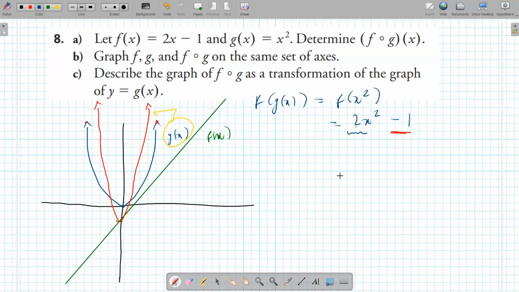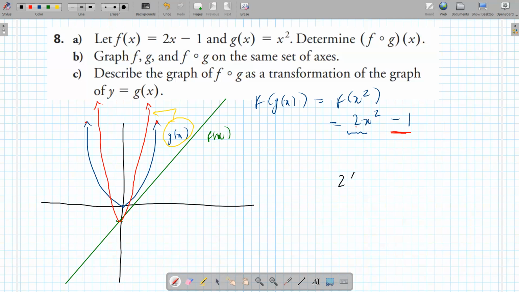BEDMAS, think about BEDMAS. Do you multiply first or do you subtract first? You multiply. So the same thing is going to happen here. Before you move it down, you have to multiply it first, okay? So the transformations are these. You have to first account for the 2. It's outside the x squared.